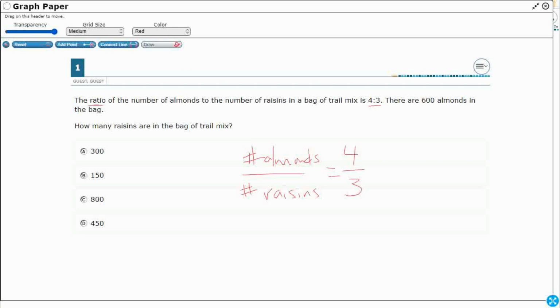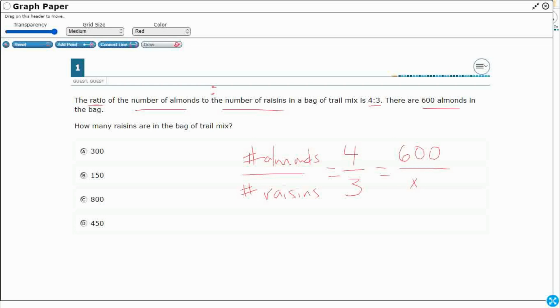They're giving it to us in this ratio form, and the order matters because they said almonds to raisins, so we can take that as 4 to 3. So 4 almonds to every 3 raisins. There are 600 almonds. My almonds are my numerator, so I'm going to call that 600 right there. And then how many raisins? My missing number is going to be the denominator, raisins.